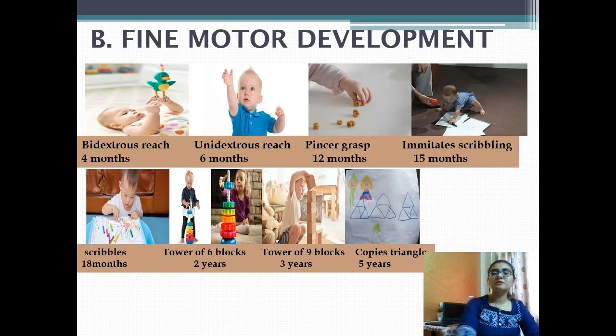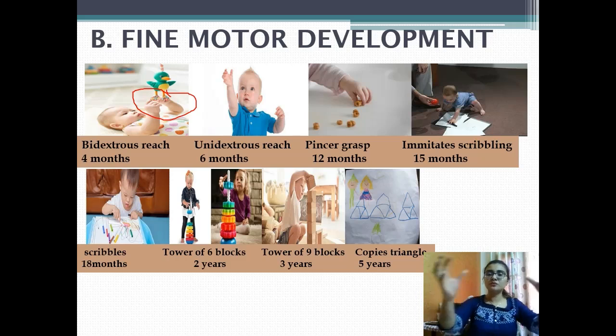Fine motor development. Fine motor development means developing of movements of the small muscles, fine skills, right? Like our hands muscles, right? You can see here the baby has used his both hands to hold a toy. This is when we use our both hands to hold something, that is bidextrous reach, and it comes in us by the age of 4 months. On 6 months, baby learns to hold things with one hand. Right? On 12 months, there is pincer grasp, holds the things with his forefinger and thumb, holding them with this.